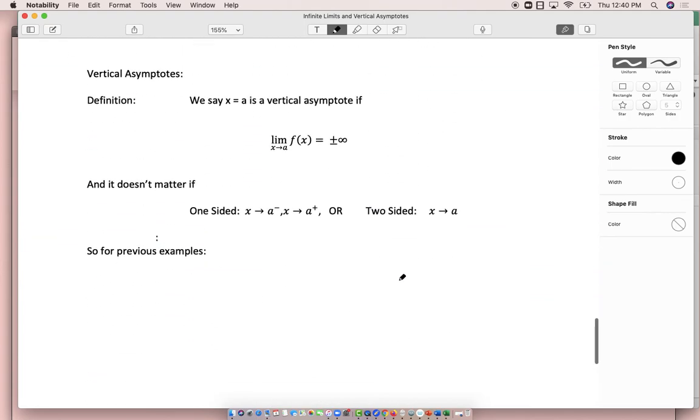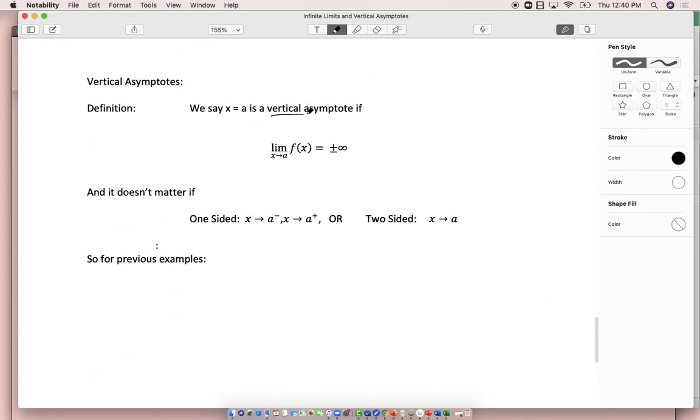So this is just a definition of a vertical asymptote. This vertical line, x equals a, is a vertical asymptote if we approach either side and our y values are shooting off in the positive sense or the negative sense. And that's the end of this video.